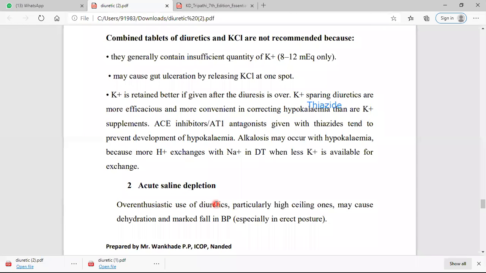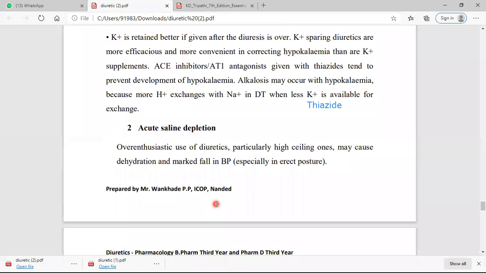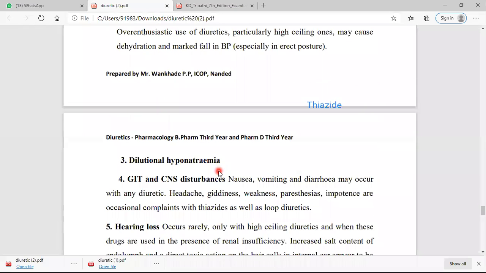Now next is acute saline depletion. Okay, acute saline depletion: when there is more water loss, it causes dehydration and a marked fall in blood pressure. Dilutional hyponatremia is called water toxicity. When the person takes too much water without adequate electrolytes, it is called dilutional hyponatremia.